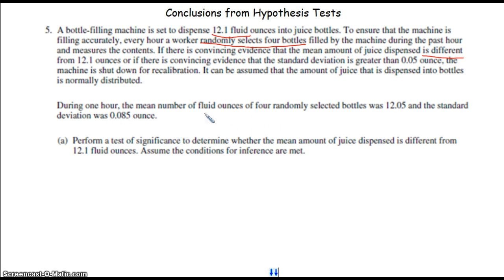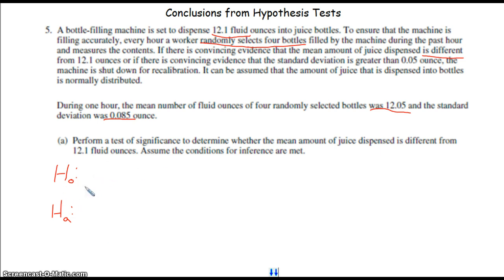So you can see here, during an hour, we selected 4 bottles, which had a mean of 12.05 fluid ounces and a sample standard deviation of 0.085 ounces. So we're going to perform a test of significance. So let's go through some of the main things here first of all. We have to have our hypotheses. It's called the null hypothesis, which we write as H sub 0, and the alternate hypothesis, H sub A, but for today, I'm just going to call them Ho and Ha. That's what I tend to call them.